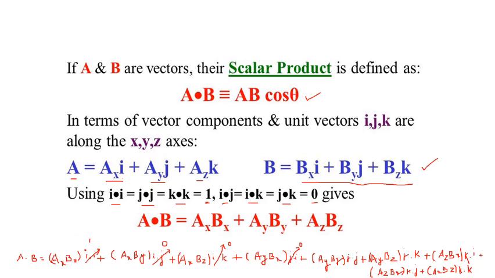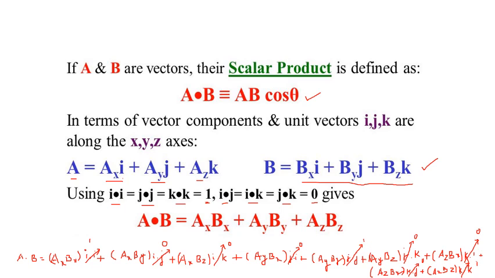and next j dot j will be 1, j dot k will be 0, k dot i will be 0, k dot j will be 0, and what is the last component? K dot k. So k dot k will be 1. Okay, so now once you substitute your values, what will be your final answer?